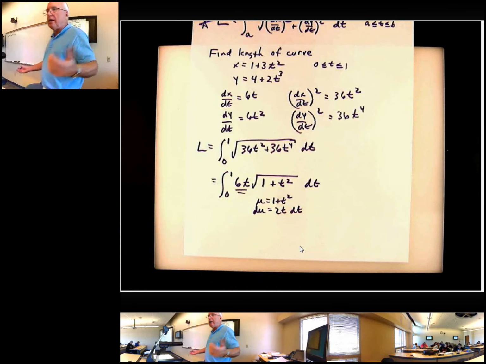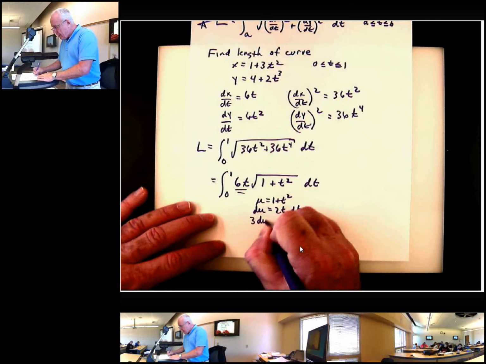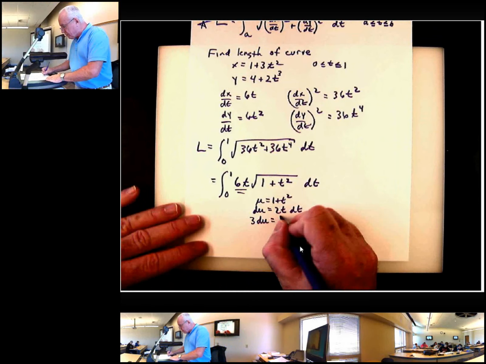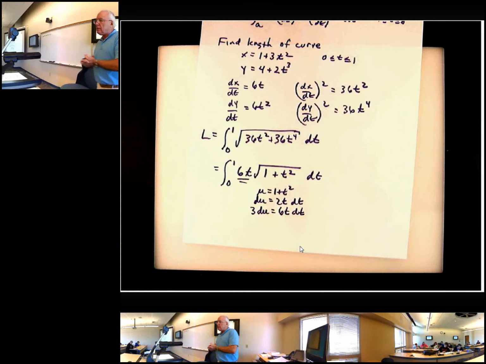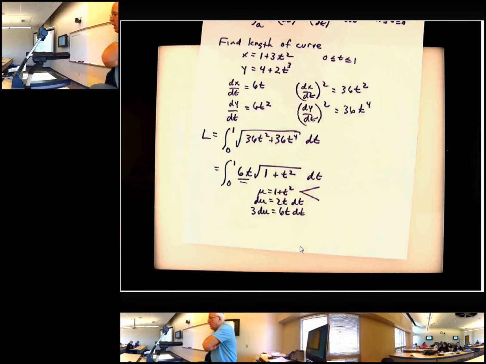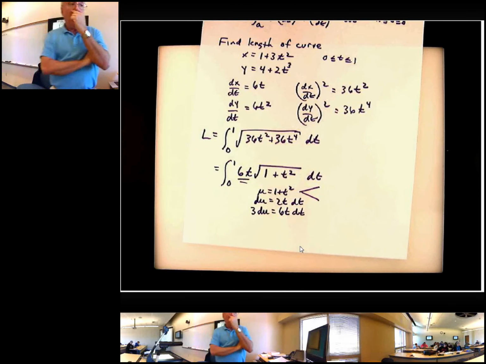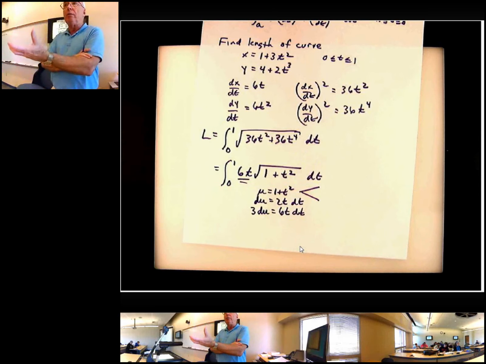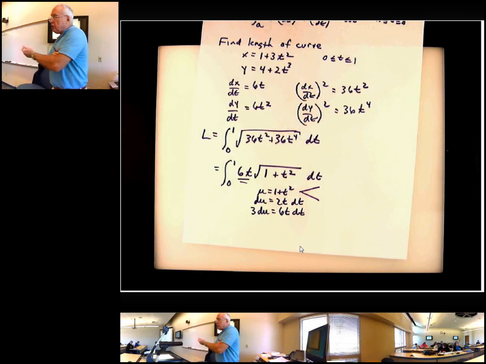Now we look up at our integral and we have a 6t dt, so one thing I could do right here is just multiply both sides of this by 3 and get the equation that 3 du is equal to the 6t dt. Now, one thing we need to do when we're doing u substitutions, unless we go back to our t variable, is change the limits of integration.